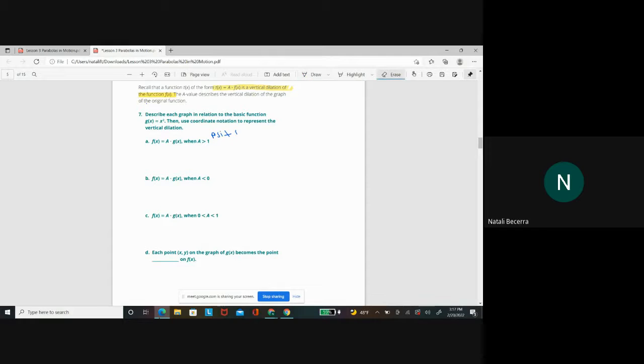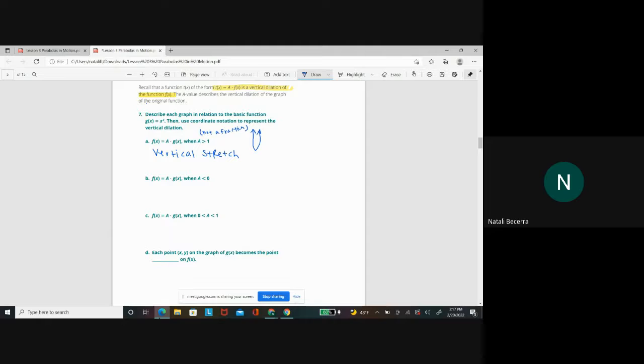Okay, got it. All right, let's erase this real quick. A times g of x whenever a is greater than 1, meaning that it's not a fraction. So not a fraction. This is going to be a vertical stretch, okay? This is called a vertical stretch. So the graph gets really thin. It's like really, really thin, okay?